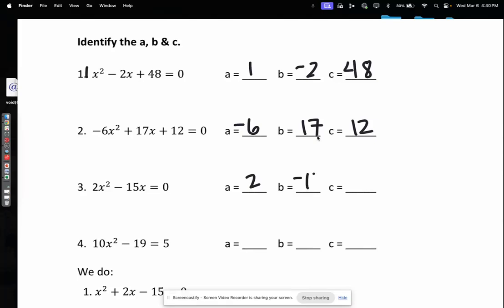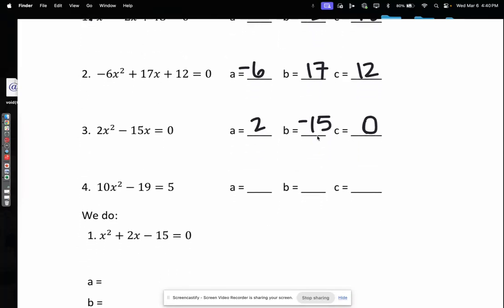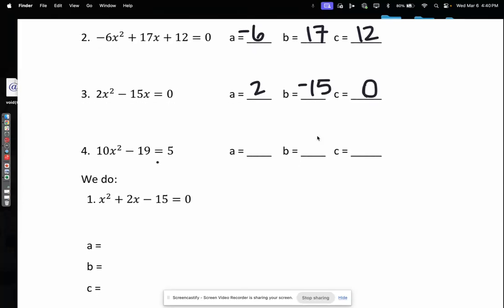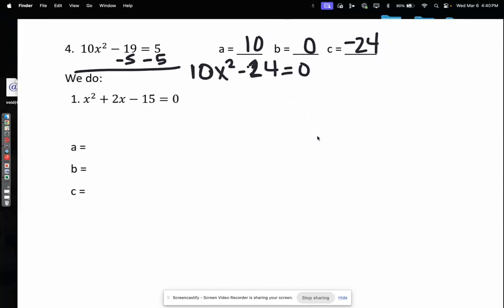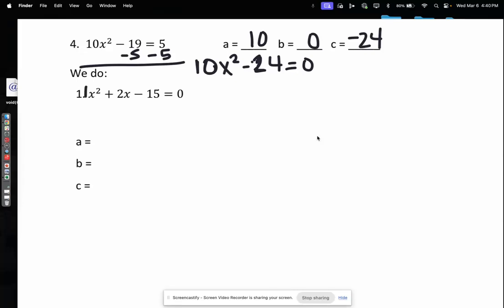So here, 2, -15. We don't have a C here, so C is just 0. 4 is not set equal to 0, so we're going to have to move this 5 over first, and we get 10x squared. 19 minus 5 is a -24. So we do not have a B in this case. And so you could try the square root method on this if you wanted, but again, quadratic formula will work every single time. So now that we're comfortable identifying A, B, and C, let's plug some numbers in.